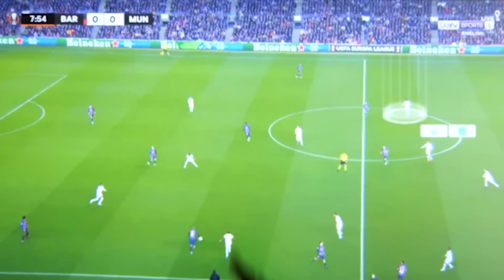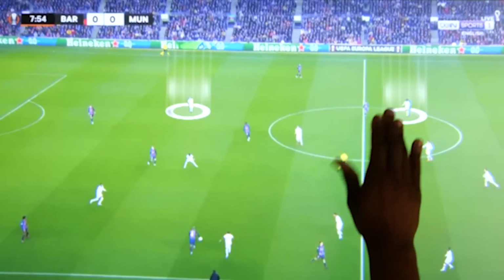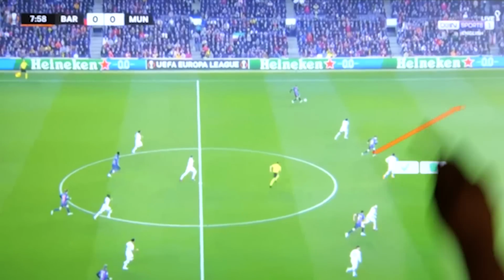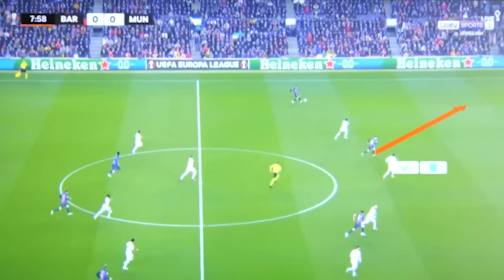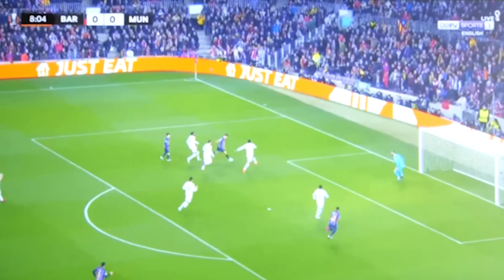So once again, Wan-Bissaka and Fernandes are both fairly central, as Wan-Bissaka is on Xavi, Fernandes on Alonso, leaving Alba free. He receives the switch and Xavi is immediately looking to support him, and Xavi dummies, allowing Lewandowski to receive, leading to a decent shot.